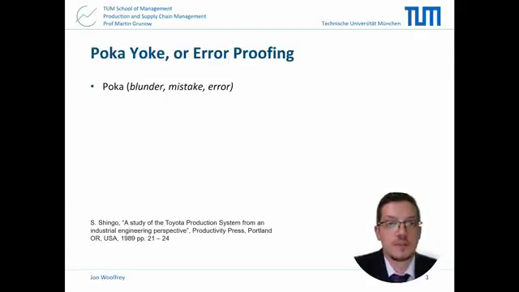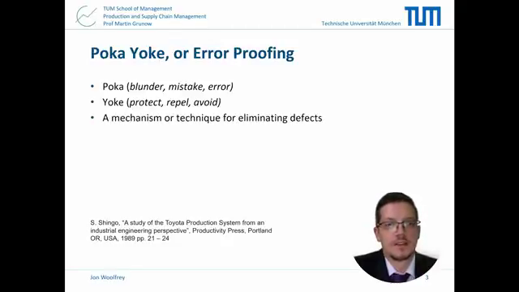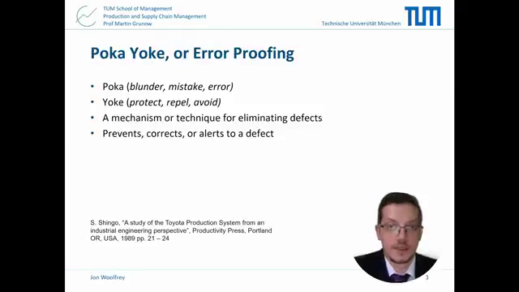Poka comes from a Japanese word meaning blunder, mistake, or error, and yoke is a Japanese word meaning protect, repel, or avoid. And so together we get poka-yoke or error proofing. And so poka-yoke is a mechanism or technique for eliminating defects. And what this does is it either prevents, corrects, or alerts to a defect in our products or information.